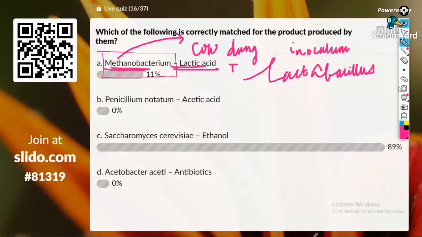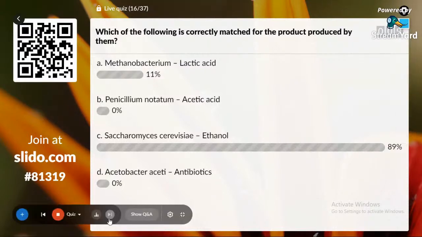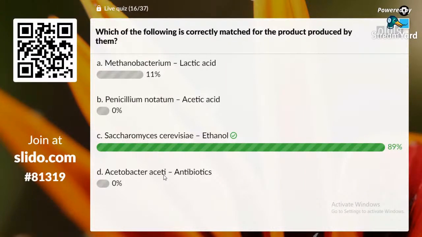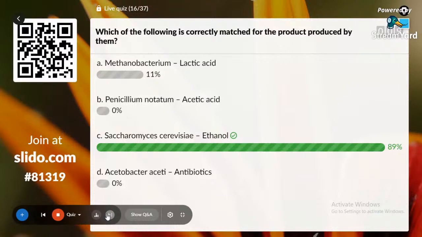Right? So the correct answer for the question is Saccharomyces cerevisiae, ethanol. Brewer's yeast. In case of the fermentation process, you will call it brewer's yeast. And for baking purpose, baker's yeast.